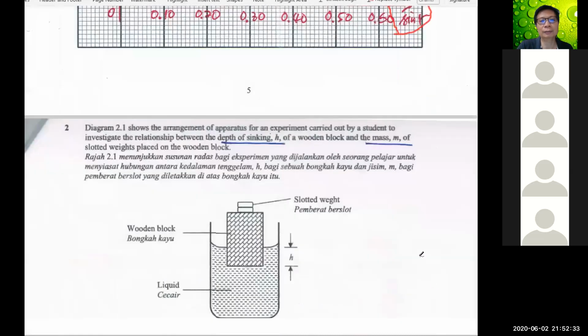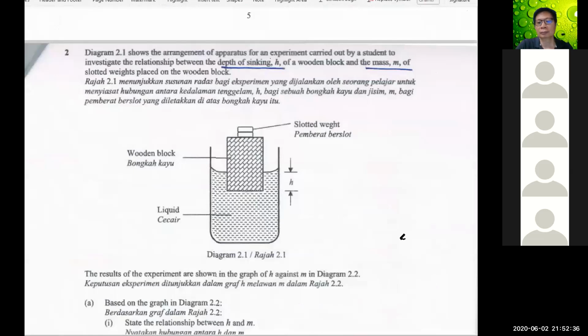Read the question. Diagram shows the arrangement apparatus for experiment. I told you why you must read the question. Don't be lazy, you know. For experiment carried out by student to do what? To investigate the relationship between the depth of sinking of heat, how deep the thing sink into the water, H. And the mass of the slotted weight, the mass. This one is mass, okay? So to find the relationship between the mass of slotted weight and the depth of sinking, how deep it sink inside. Common sense also, you know.